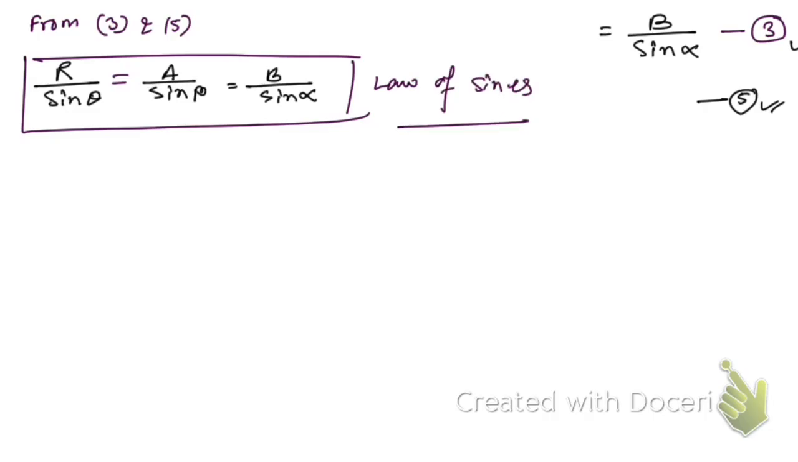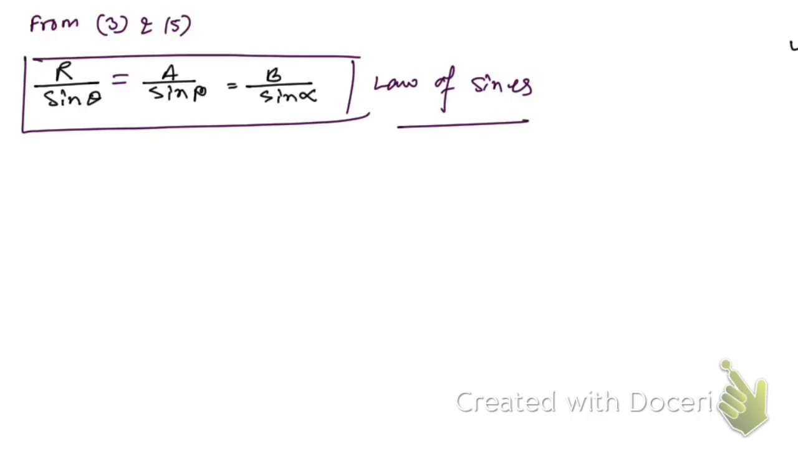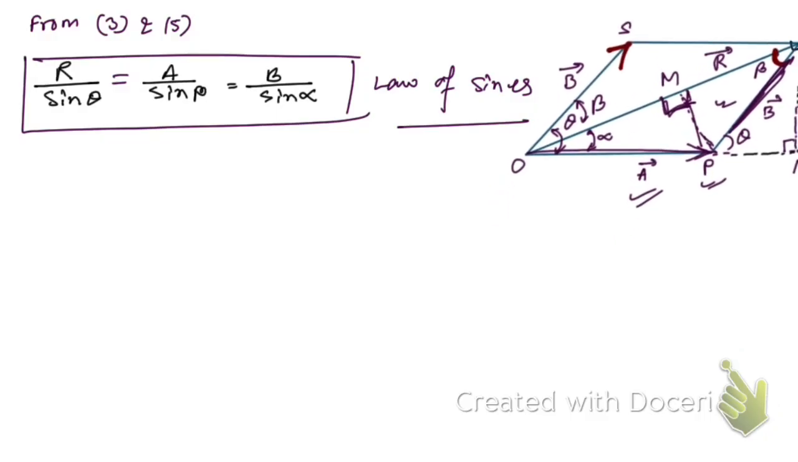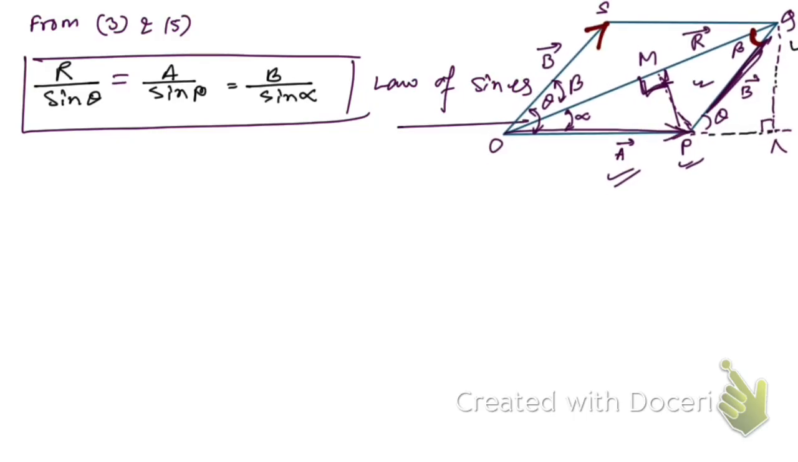Okay, so hope you have understood this. Now let me find the angle between the resultant, and that means let me find the direction of the R vector. Let me copy this diagram and paste it here. To find the direction, we actually need to find this angle alpha. Just give me a second, let me copy this diagram.